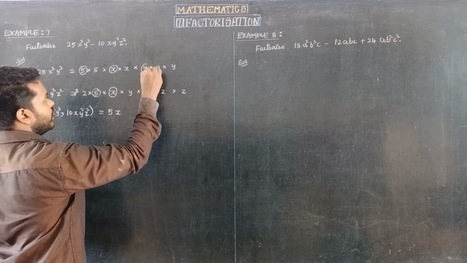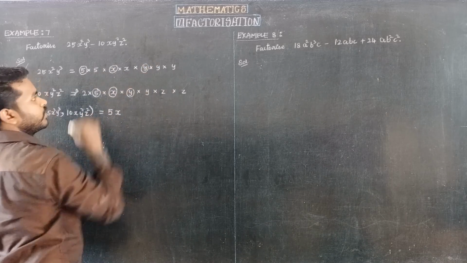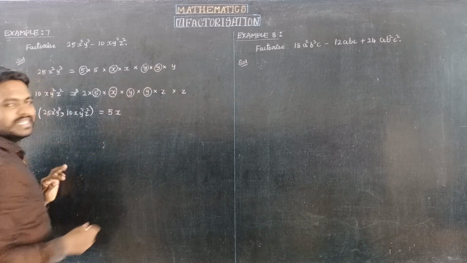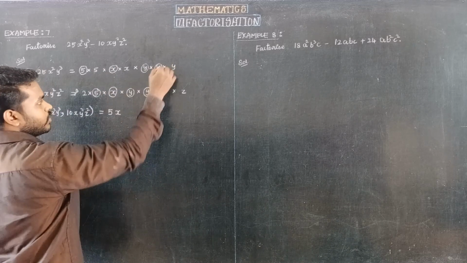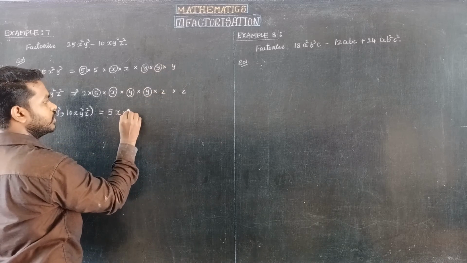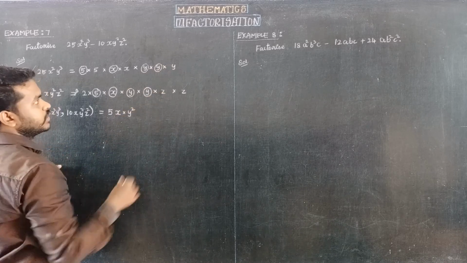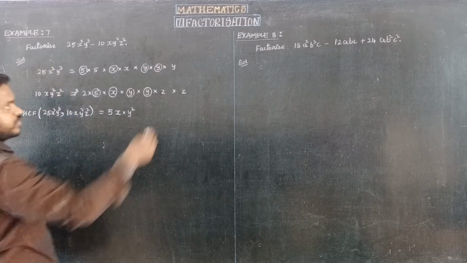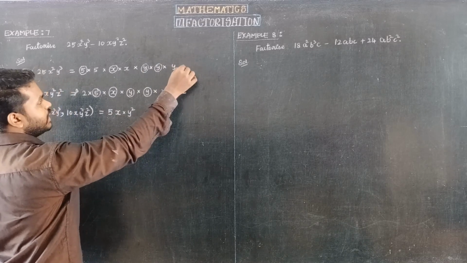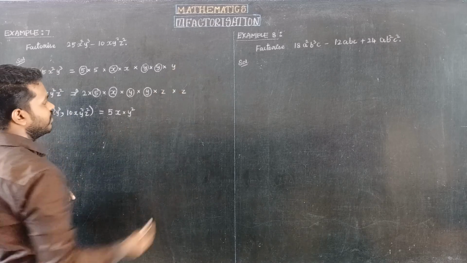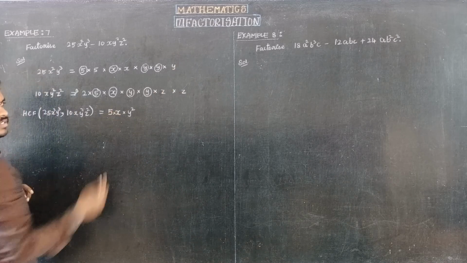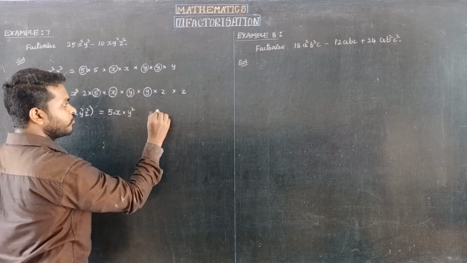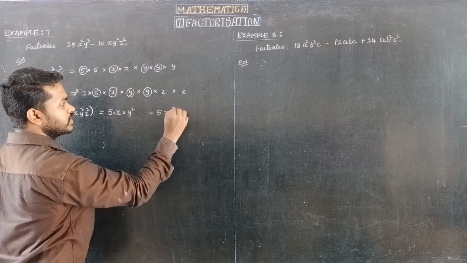Next y: there is one y here and one more y here, so y squared is common. Z is not in the first one but is in the second one, so it does not come in the common factor. So the highest common factor is 5 into x into y squared, that is 5xy squared. This is the HCF.